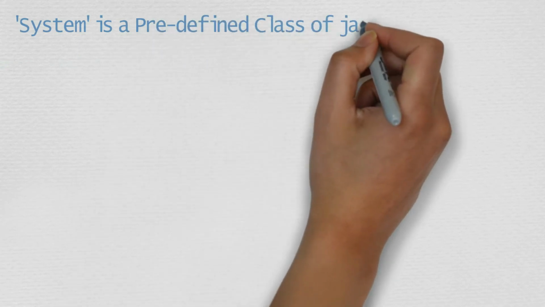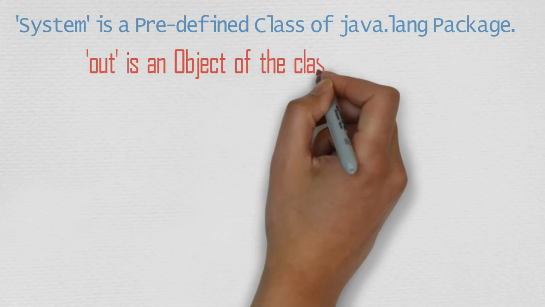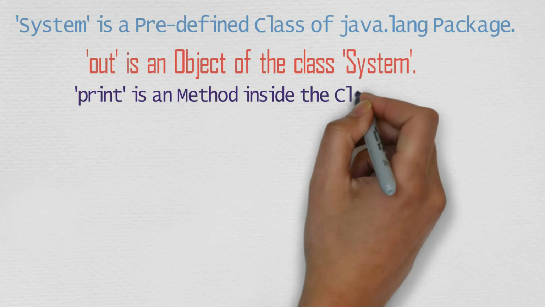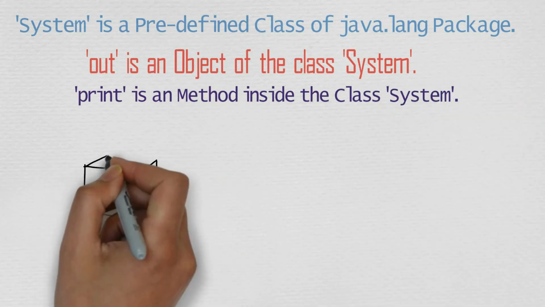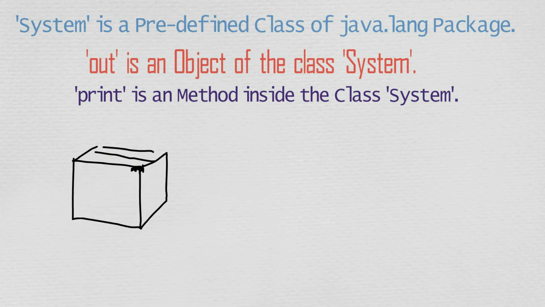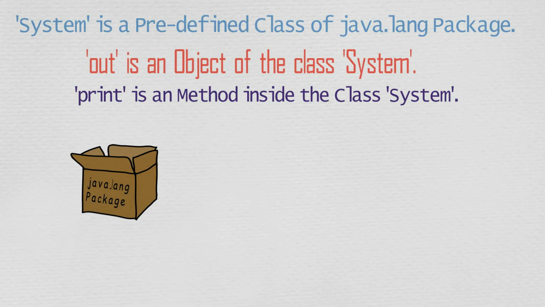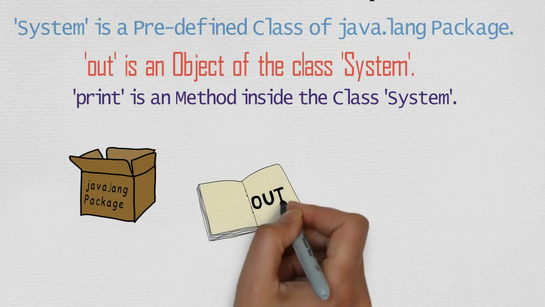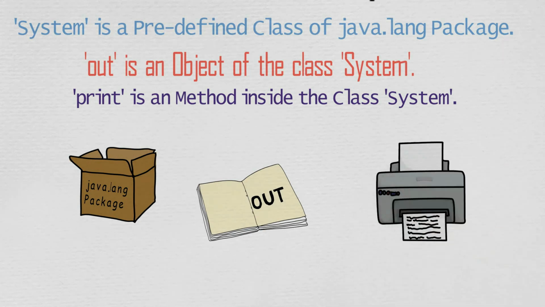What is System? It is a predefined class in the java.lang package. We will get into details of java.lang later. Out is an object of that System class and print is a method of the System class. So as you can see, we have a package called java.lang which contains a class called System and its object is out. Print is a method which means that whatever is given within the double inverted commas will be printed.